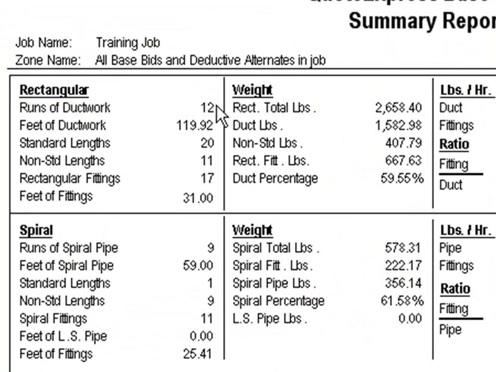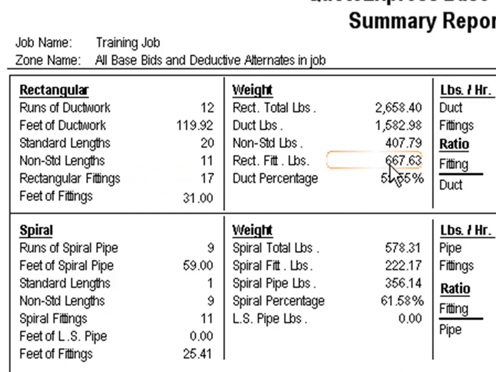The runs of ductwork shows 12. That means there were 12 complete runs of ductwork put into the system. Feet of ductwork: 119.92, total feet of straight duct. Pieces of standard length were 20, pieces of non-standard length was 11, and rectangular fitting count was 17. Total feet through the center line of the fitting was 31.